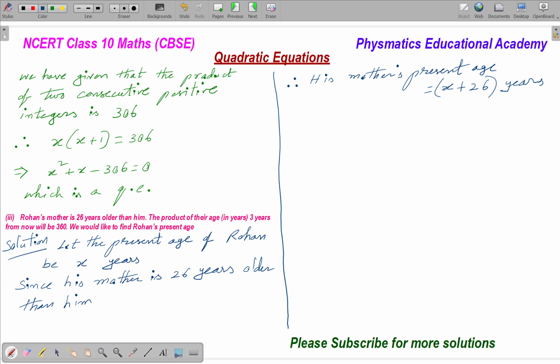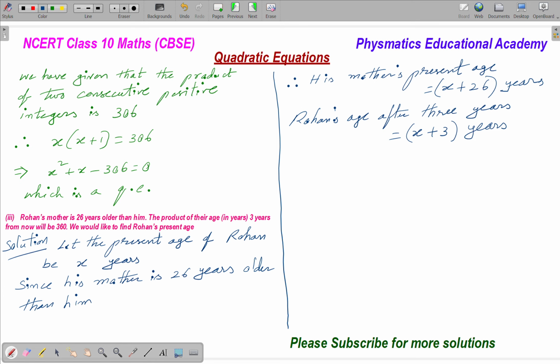Now Rohan's age after 3 years. Rohan's age after 3 years is equal to x, the present age, plus 3. This is Rohan's age after 3 years. This is the first condition.